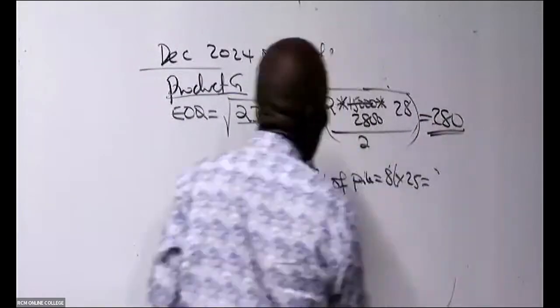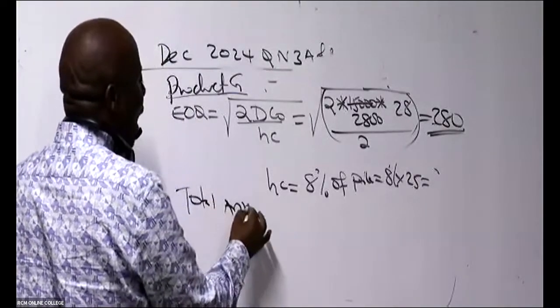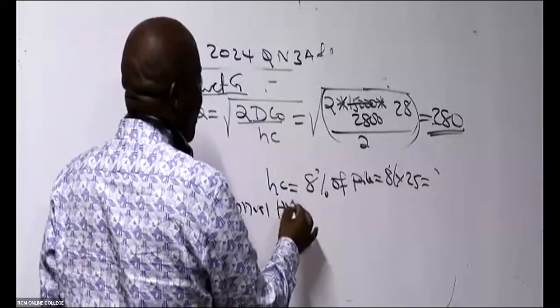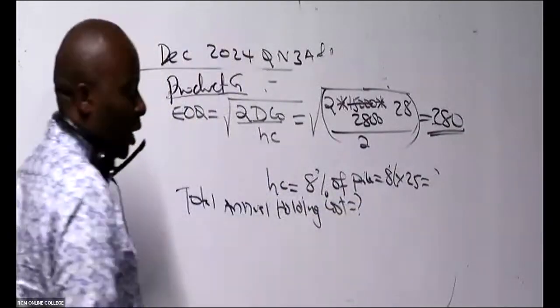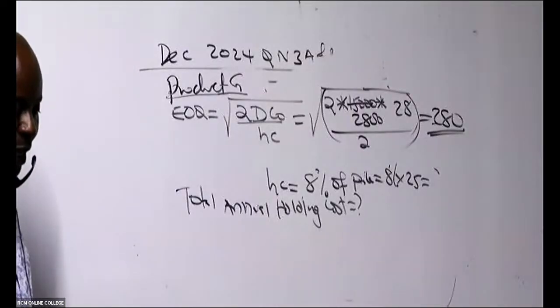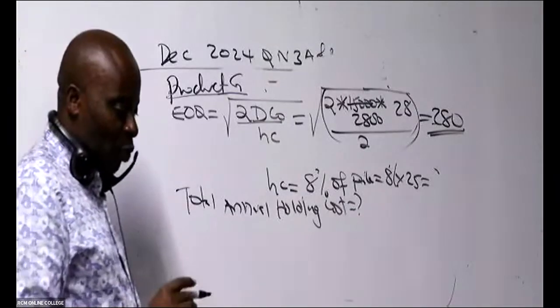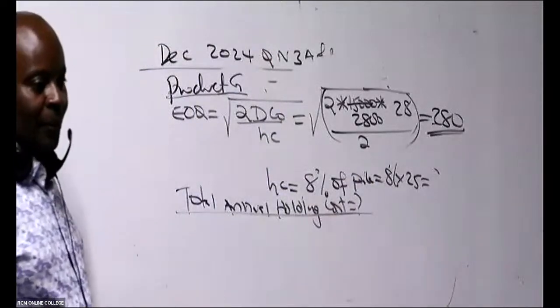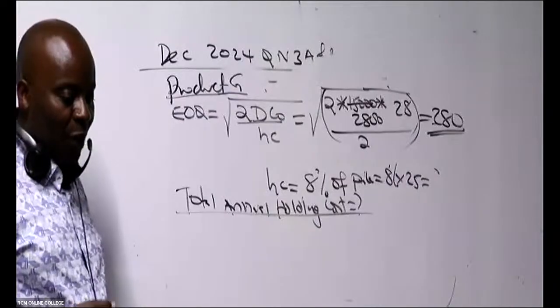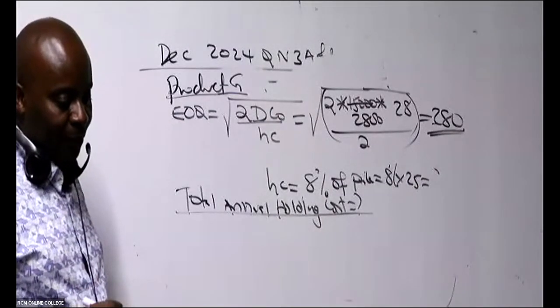Can I give you a minute to try answering that question for me? The examiner now wants you to get the total annual holding cost. Total annual holding cost. How shall this look like? Let me give you 1 minute to see whether you'll be able to understand this.